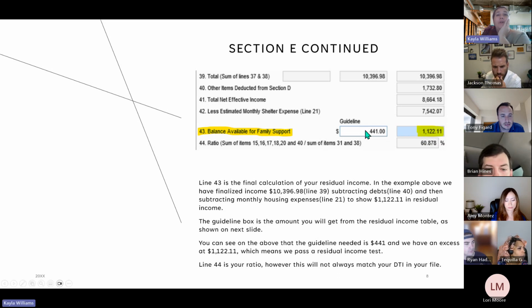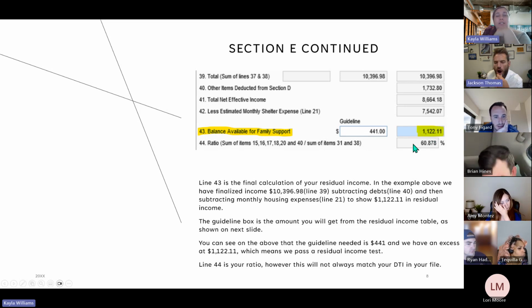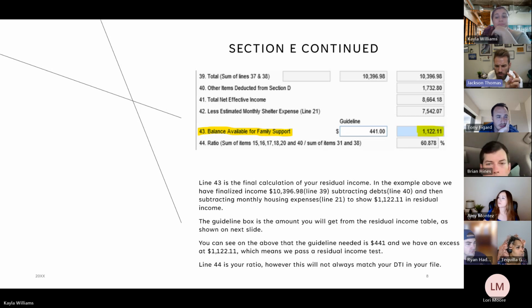So your guideline is 441. Your balance is $1,100. So yeah, this one passes. Then wait, I'm just going to reverse it. The number on the far right that's blue is what's going to populate for our borrower. The guideline is the actual VA guideline. So as long as it's greater than the guideline, we're good. Yep. Okay, I misunderstood the first time.